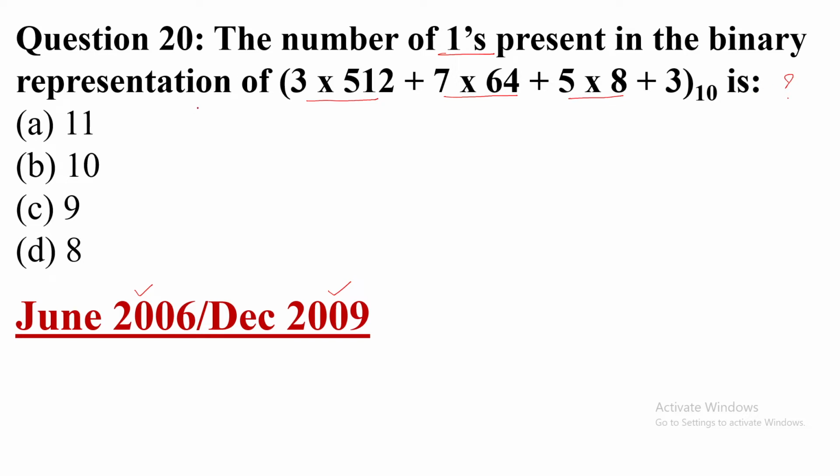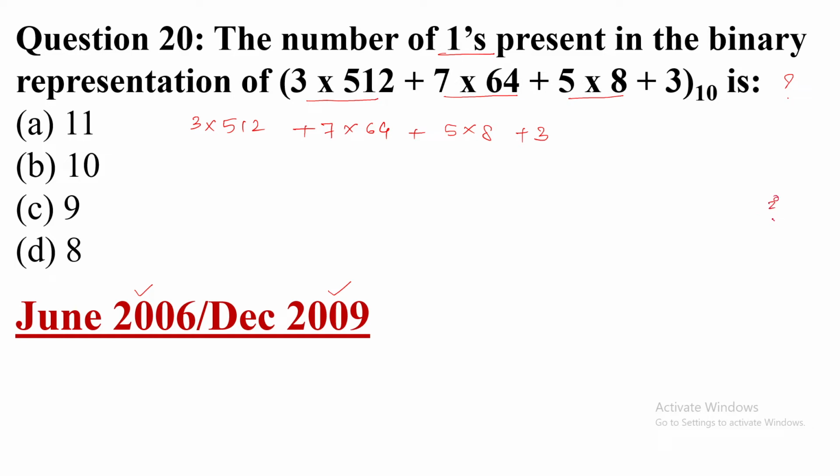So first I am writing these numbers: 3 into 512 plus 7 into 64 plus 5 into 8 plus 3. Now, these numbers are given in decimal form. Whenever we require the number of ones, at that time we convert to binary form. So that is why binary conversion of the decimal number system. Write down the power notation of 2's.